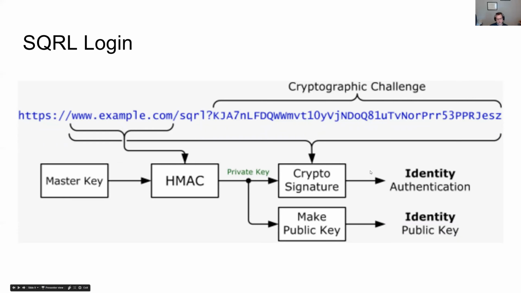So the SQRL client will take that large random number, it will sign it using its private key, and it will send a signed challenge off to the site. The site can then check that signature against the public key that it has in its database, and if they match, then it knows that whoever signed it has the private key and is presumably you. So that's how authentication works. Basically, you're proving that you have this private key.